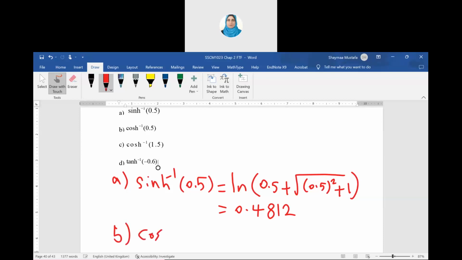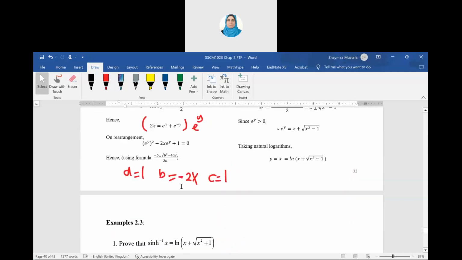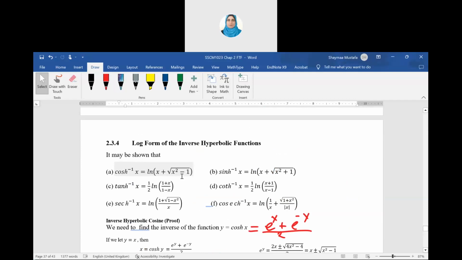Cosh inverse of 0.5. Try to calculate cosh inverse 0.5 using the definition. Using the definition of cosh inverse, natural logarithm of x plus root of x squared minus 1. Use this one to find cosh inverse 0.5, and then write the answer on chat or open the mic and give me the answer.